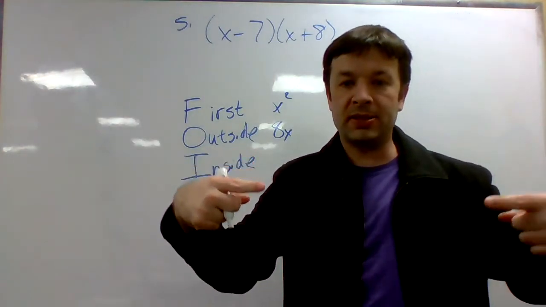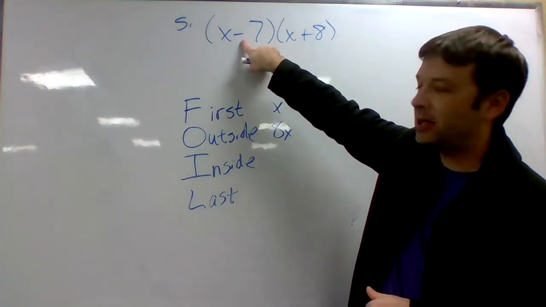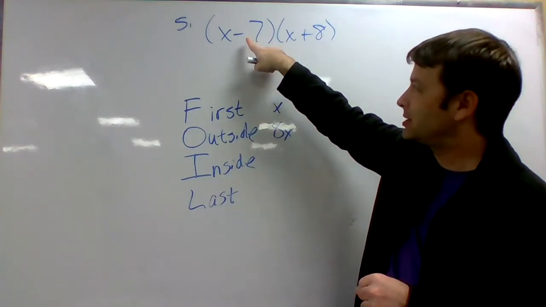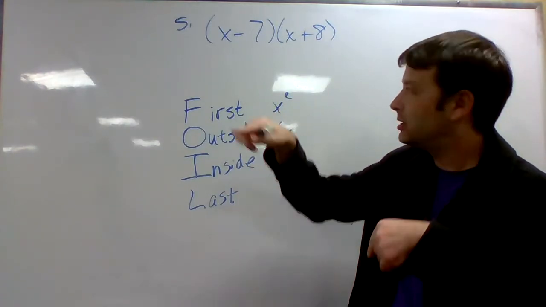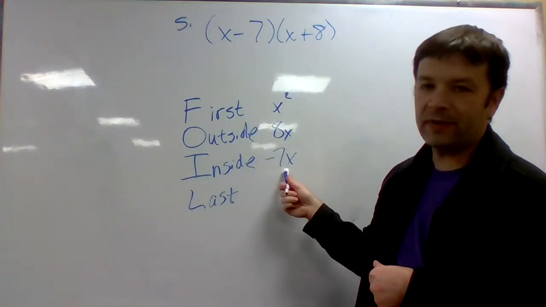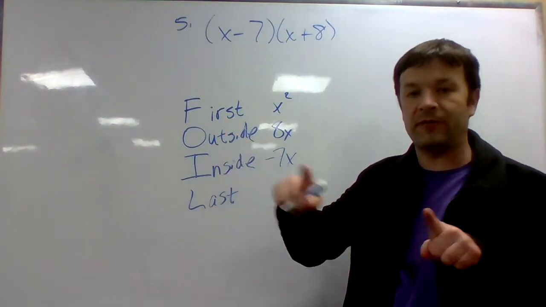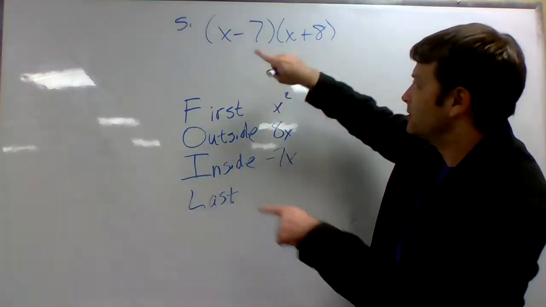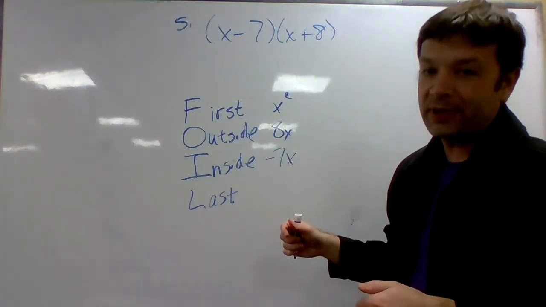And then inside is like the opposite of that. So we're going to go inside. What's on the inside? If there's a minus in front of the 7, we should think of that as a negative 7. So I see a negative 7 times an x. That's on the inside. So that would be negative 7x. Since that's negative, I'm going to write it down as negative. And then the last is kind of the opposite of the first. The first was the two x's in front. The last is what's in the back. So what's in the back is negative 7 times 8. What's negative 7 times 8?